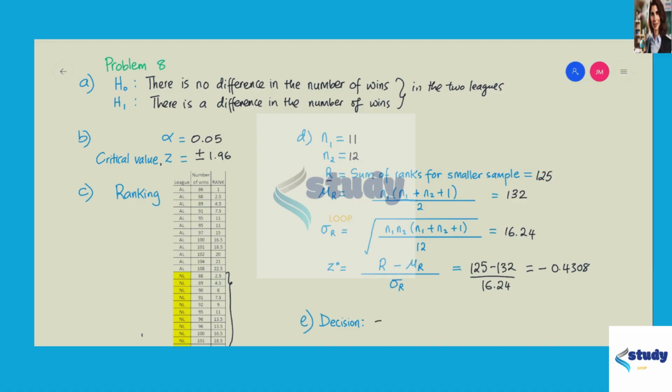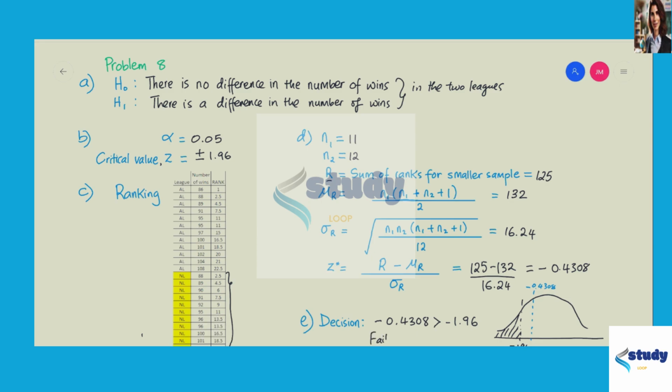Now we can compare our value of Z to the critical value of Z. The negative 0.4308 is greater than negative 1.96. If we sketch the distribution, you'll find that the critical value is negative 1.96, and this is the critical region, while our calculated value is negative 0.4308. It does not fall in the critical region, and hence we make the decision to fail to reject the null hypothesis.